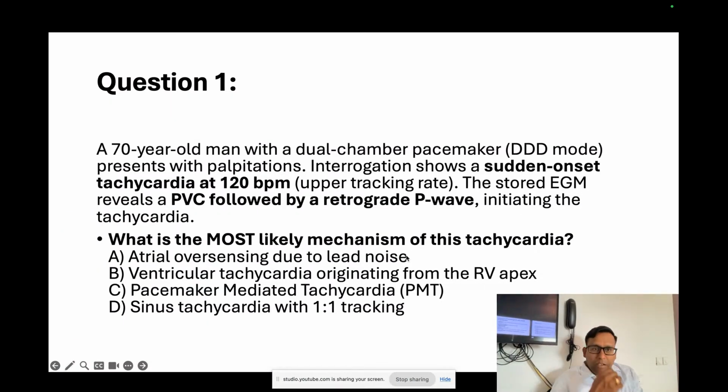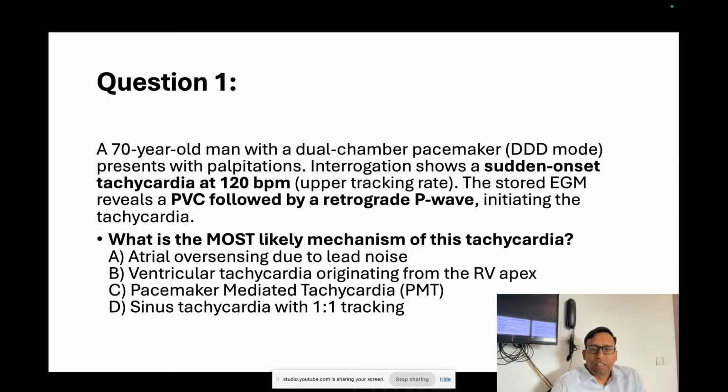A 70-year-old patient with a dual chamber pacemaker presents with palpitation. Interrogation shows sudden onset tachycardia, 120 heart rate, at the upper tracking rate, with stored EGMs showing a PVC followed by a retrograde P wave initiating the tachycardia. What is the most likely mechanism? Atrial oversensing due to lead noise, ventricular tachycardia originating from the RV apex, PMT, or sinus tachycardia with 1-to-1 conduction.